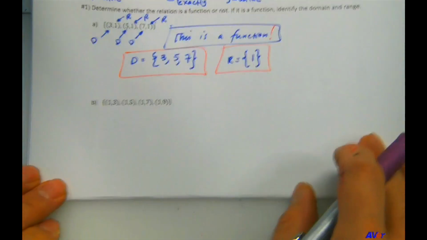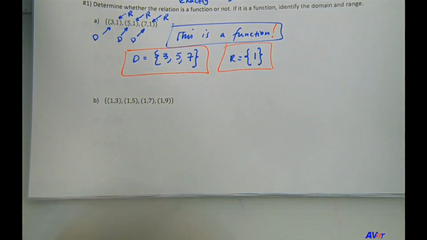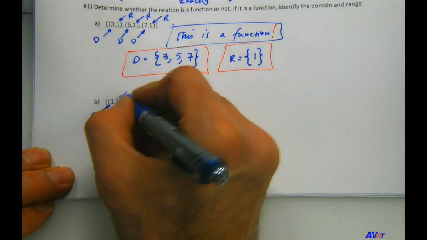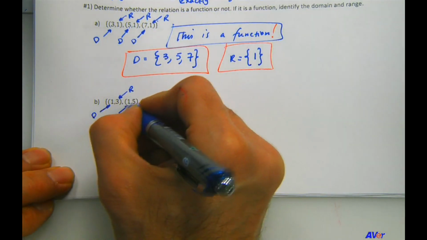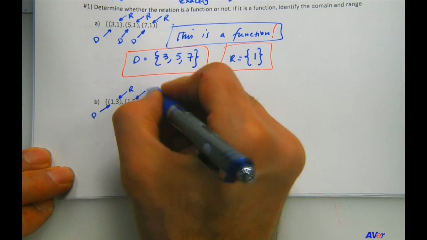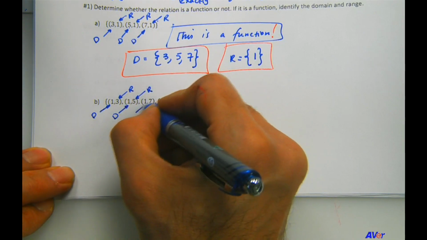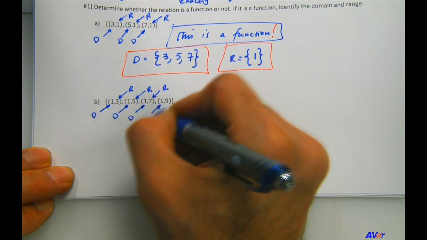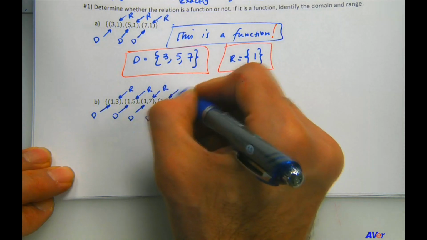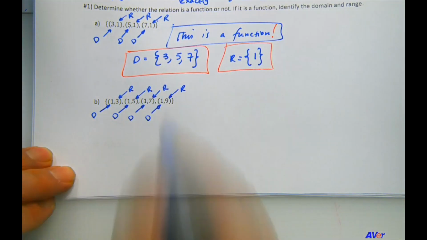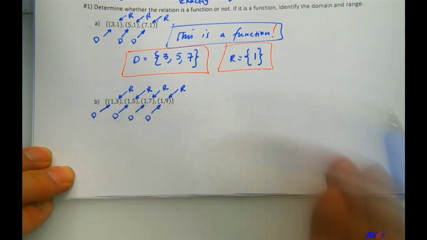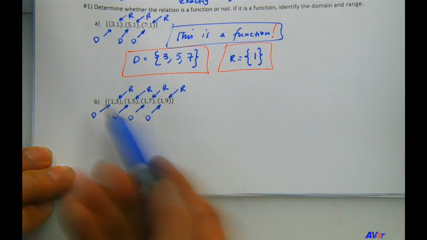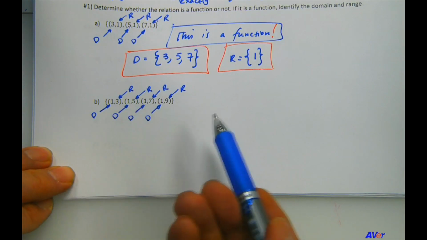How about the one underneath it? Well, that 1 is domain. The 3 is the range, right? The 1 is domain. The 5 is range. The 1 is domain. 7 is the range. 1 is the domain. 9 is the range, right? So for 1, 1, 1, 1, which is the part of the domain, how many values of the range do we have? As far as we know, it's at least 4, right?